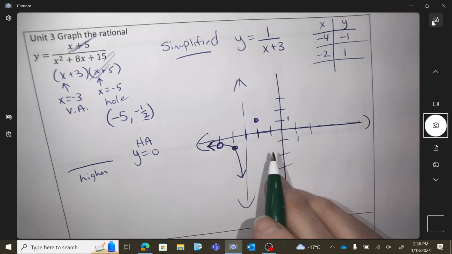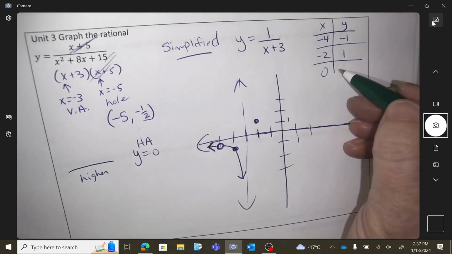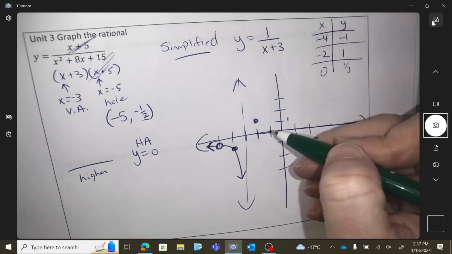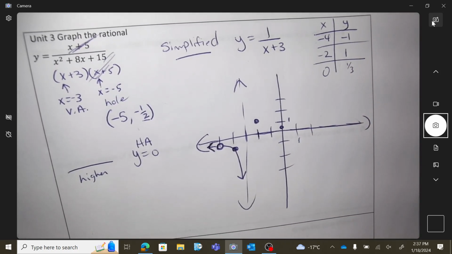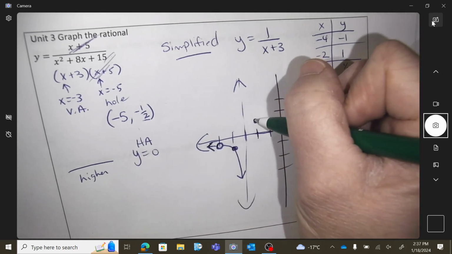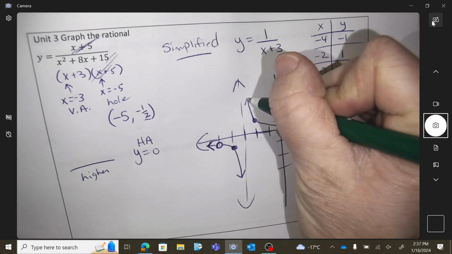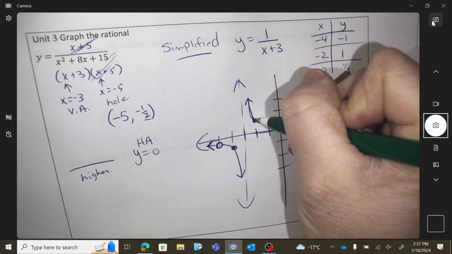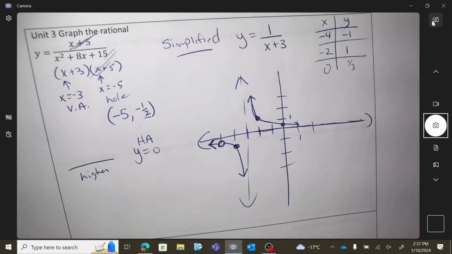You can do -1 or you can do 0. 0 is easier. If I do 0, I get a third. If I do 0, I get 1/3. There you go. Okay.